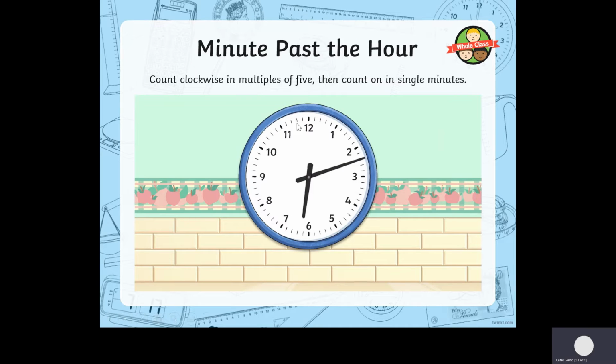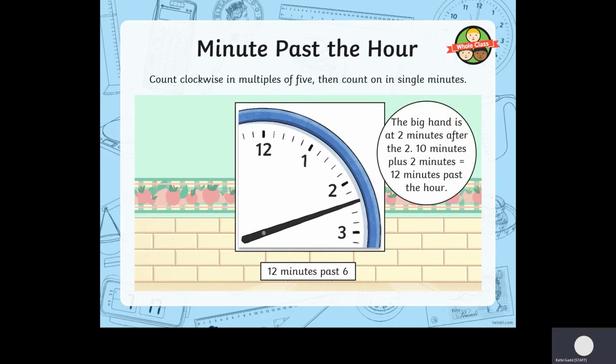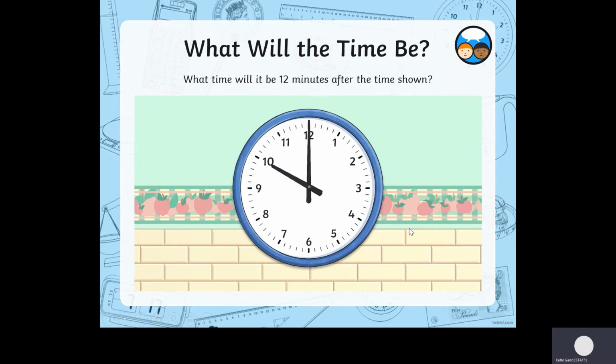Okay, let's have a look at another example. Can you tell me what the time is? So let's count in multiples of 5, 5, 10, and then in ones, 11, 12. It's 12 minutes past 6. Did you get that answer? So the big hand is at 2 minutes after the 2. So 10 minutes plus 2 minutes means it's 12 minutes past the hour.